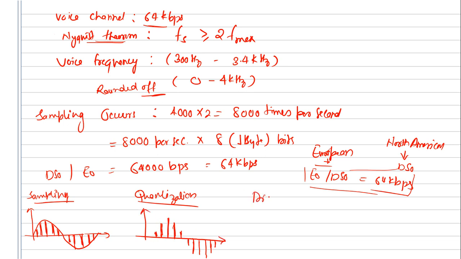Next is the digitization process. Now, when we just copy back to this sampling, quantization and digitization of our voice and channel, it should be exactly the same. So our voice frequency should be within this range, and the sampling should occur twice that. So it should be 8,000 times per second. Okay. So sampling should be 8 kilohertz.